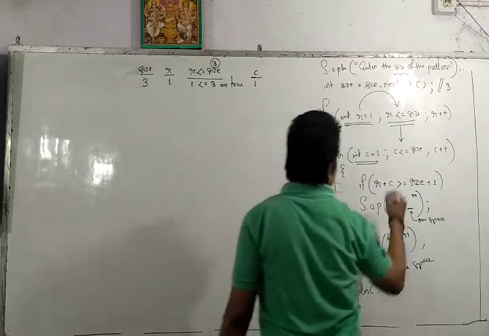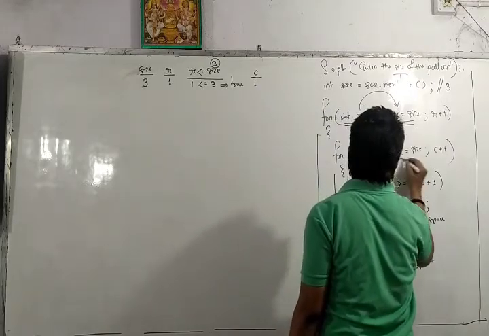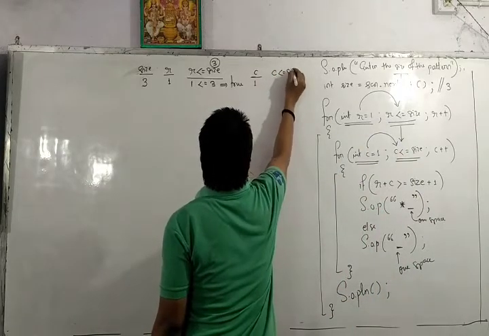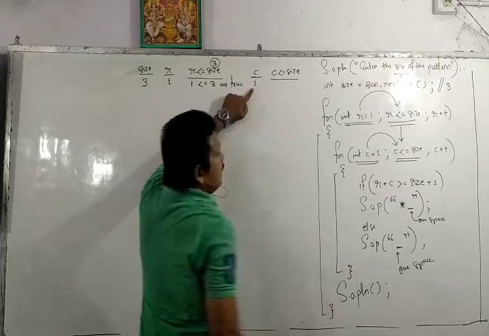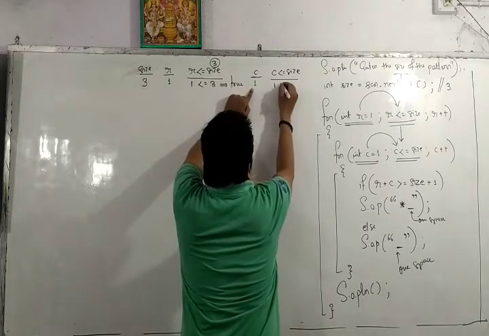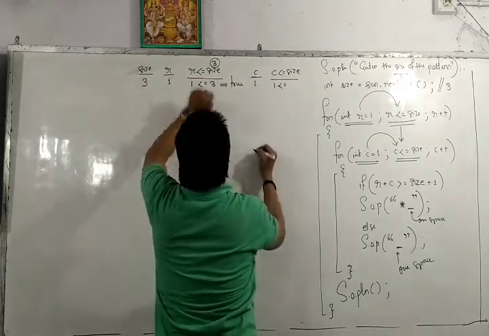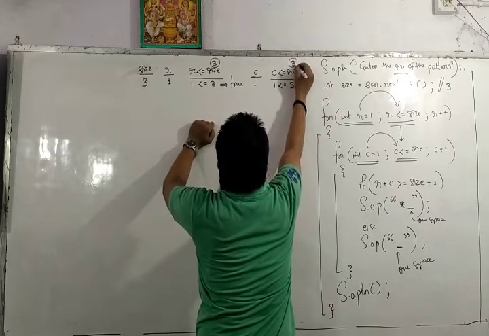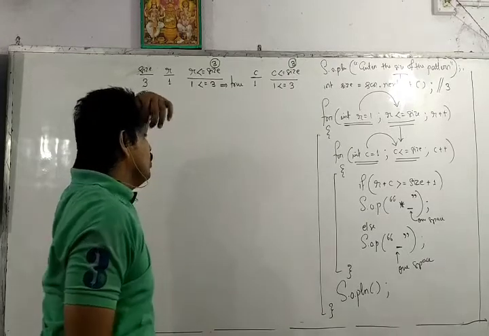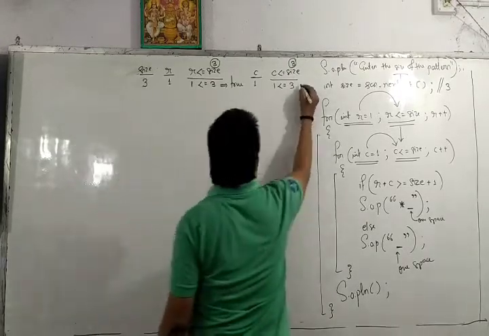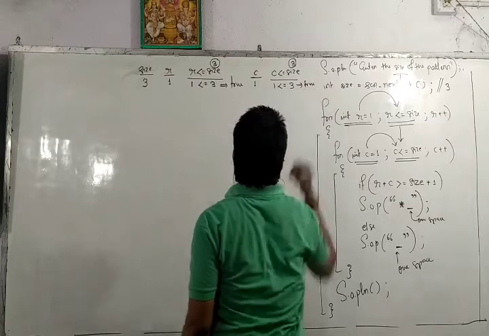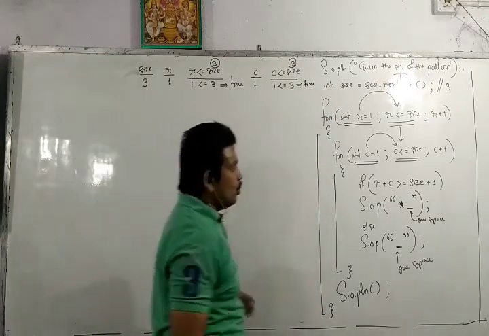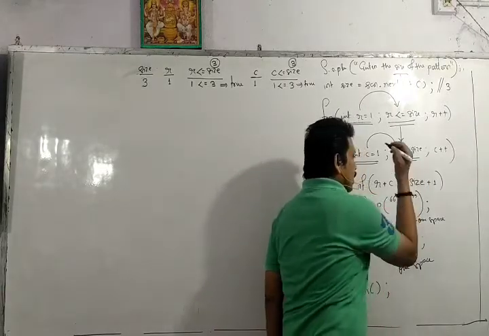And what is the condition? The control will go to the testing expression C less than equal to size. What is C? C is 1. 1 is less than equal to size. What is size? Size is 3 now. So 1 is less than equal to 3. Yes, it is true. If it is true, the control will go within the body of the inner for loop.